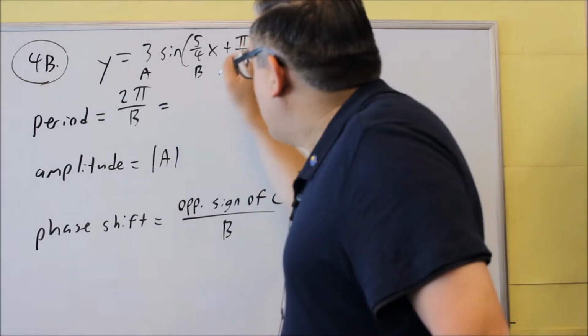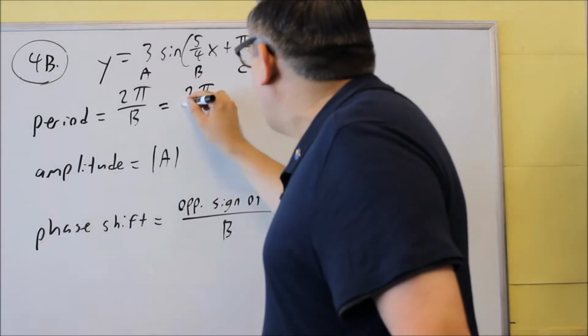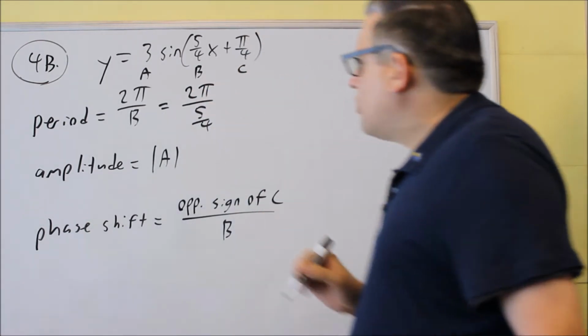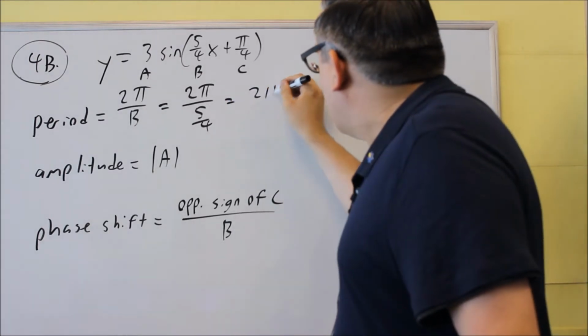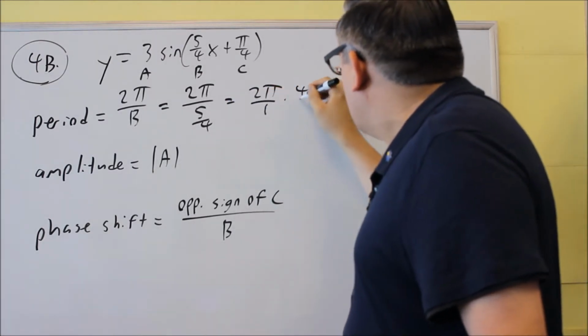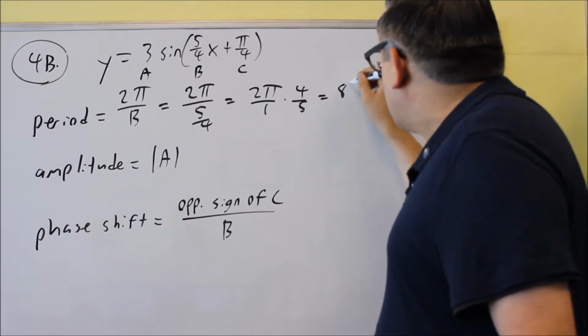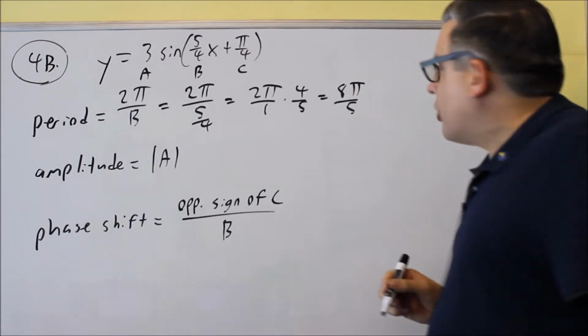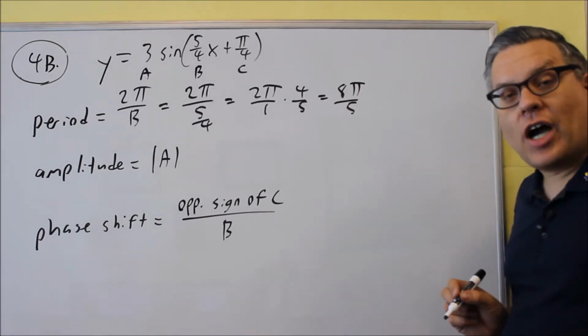We're going to put this in based on the numbers that are given here. This is going to be 2 pi over b, which is 2 pi over 5/4. Now we're going to flip and multiply, so we get 2 pi over 1 times 4/5. When you multiply across the top and across the bottom, you get 8 pi over 5. So this is going to be our period, 8 pi over 5.